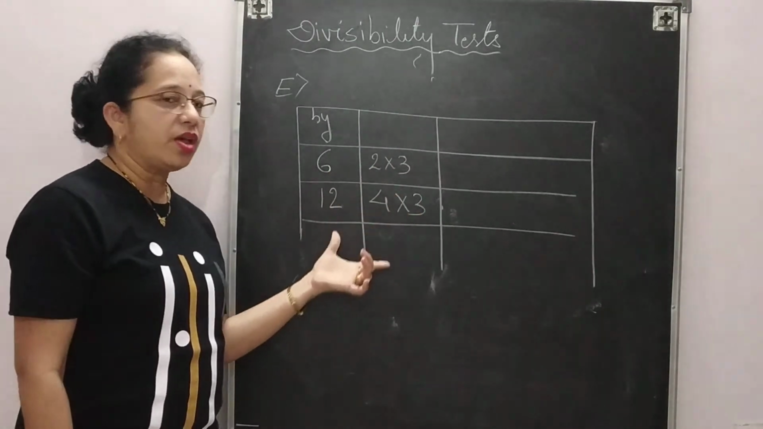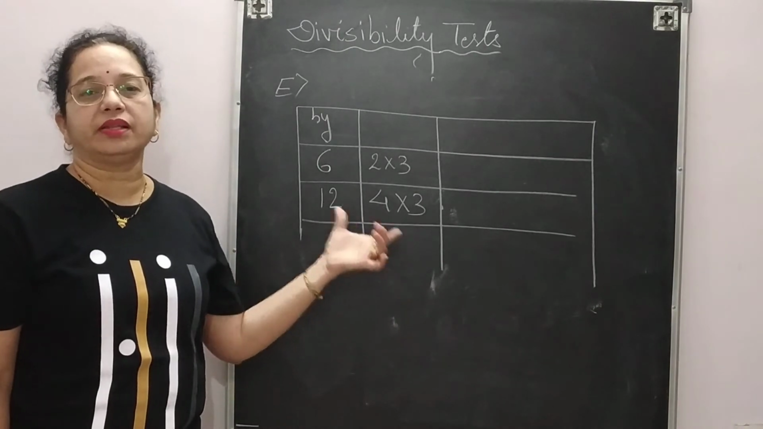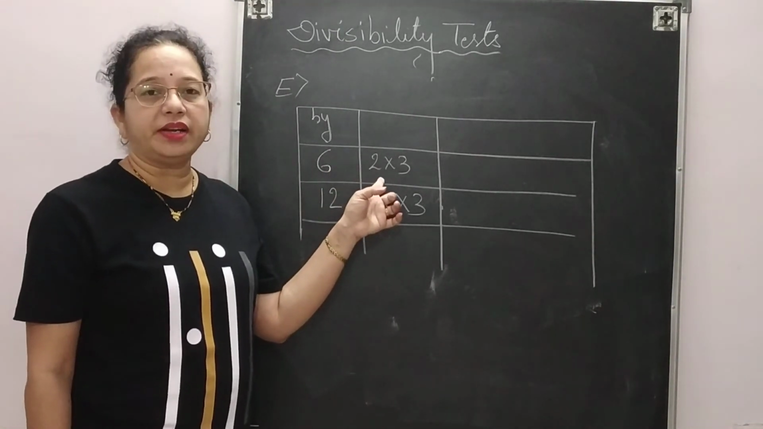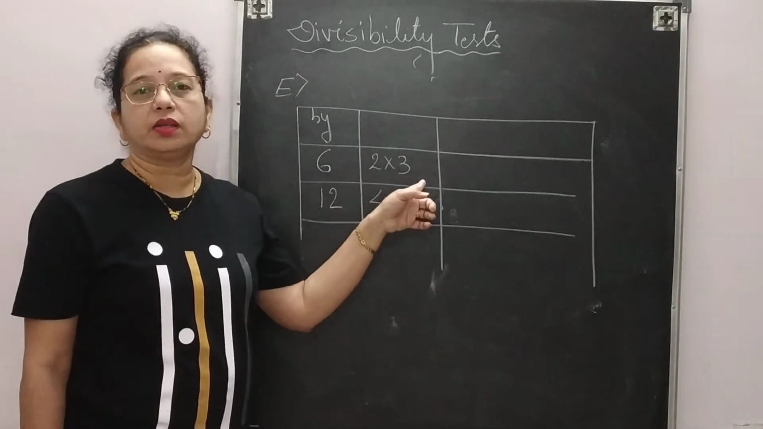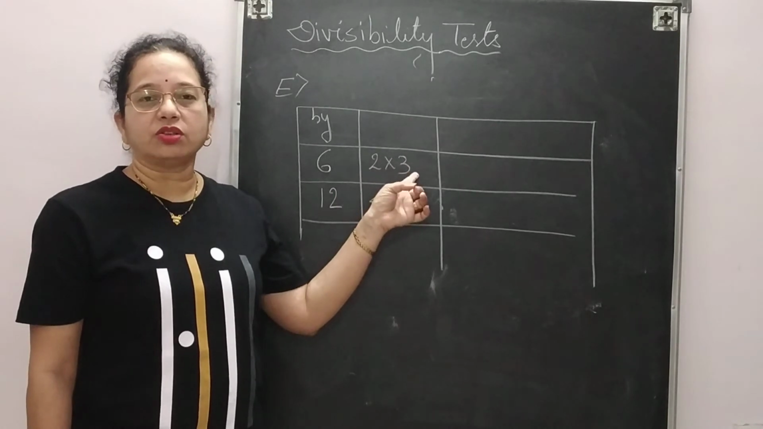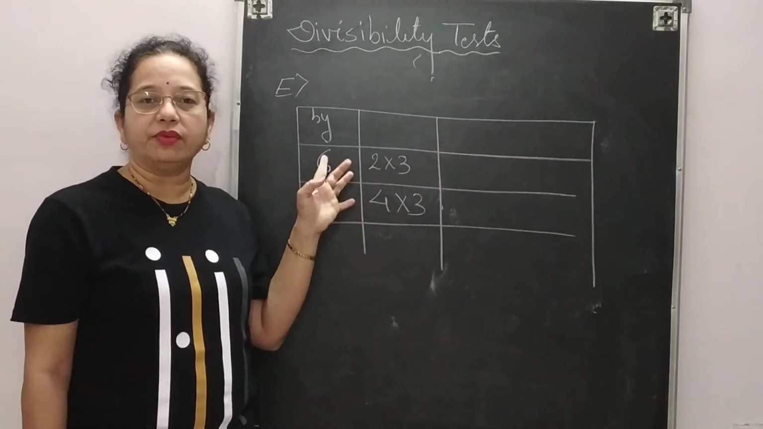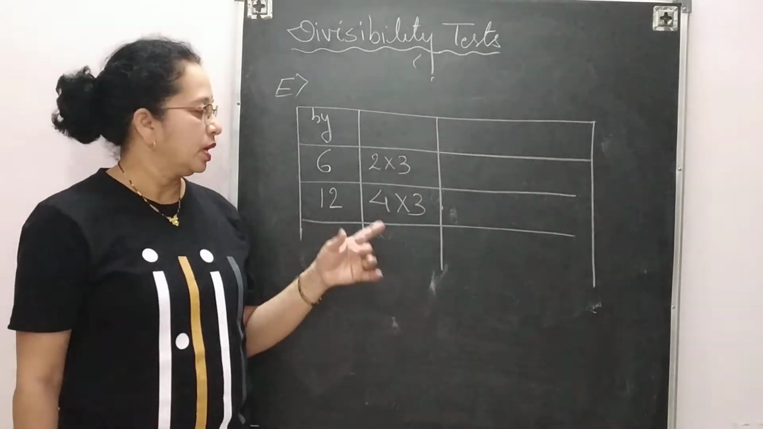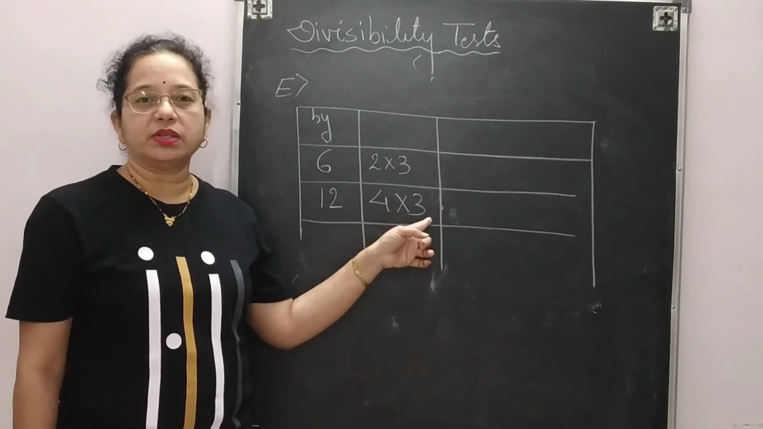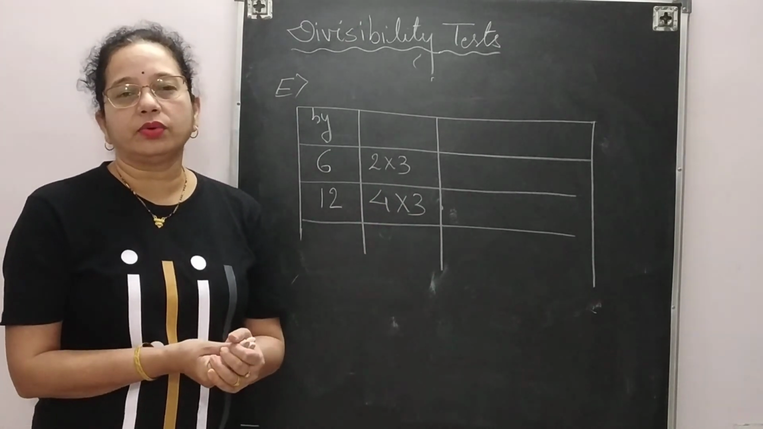So this is the way for the other numbers. Always we try to find out the co-primes and then decide. So for the given number, you need to do the divisibility test by 2 and also by 3. Suppose the number is divisible by 2, but if it is not divisible by 3, then that number will not be divisible by 6. Same way for 12, if a number is divisible by 4 and not divisible by 3, we can't say that the number will be divisible by 12.